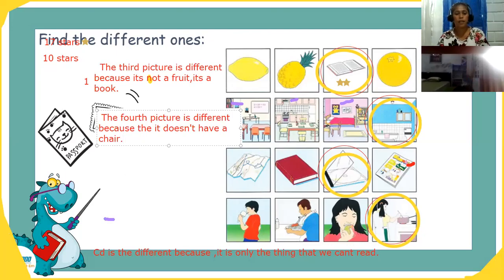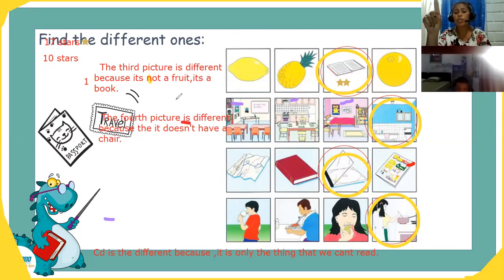Okay, look at this one. We use S again. We use S because picture is only one. And we use doesn't because it is only one. It doesn't. You will not say it does. It do. No, it doesn't. It doesn't have a chair.